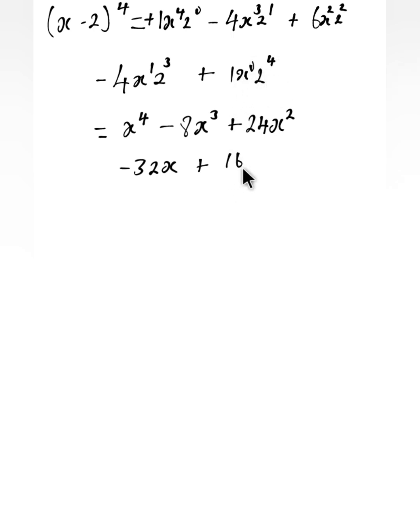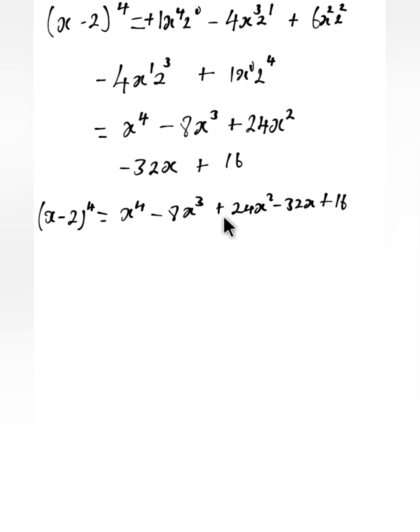So if we expand this bracket, which is (x - 2) raised to the power 4, the answer is x raised to the power 4 minus 8x cubed plus 24x squared minus 32x plus 16. So in just these few lines, we have the answer.